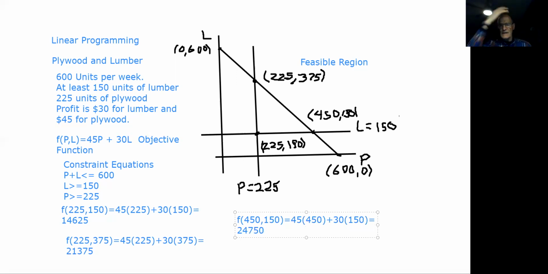So as you can see, if you look at these 3 points, the greatest profit occurs here at the point 450 and 150, where I get 24,750. So the result of this analysis says that I would make 450 units of plywood and 150 units of lumber to maximize my profit. So that's what linear programming is all about.